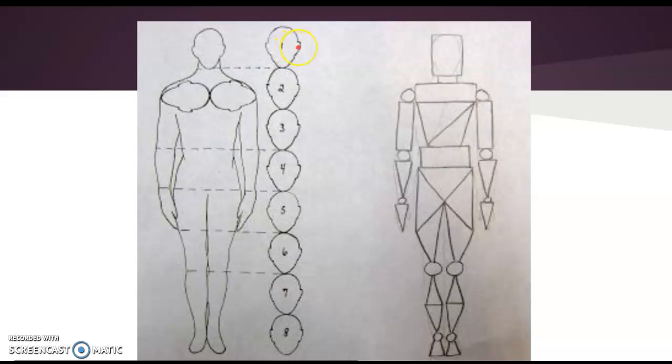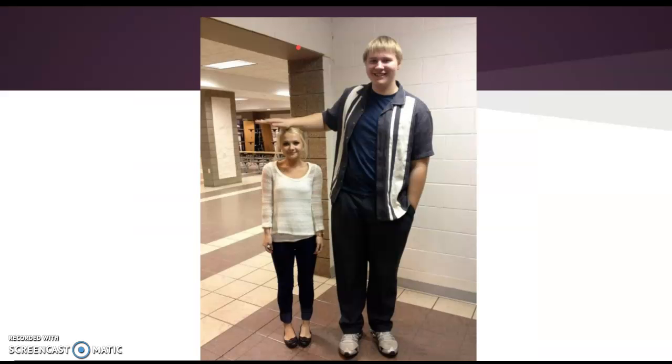That means if you're a really short person, you're going to have a smaller head. And if you're a really tall person, you're going to have a bigger head, because everybody's head is 1/7 or 1/8 of their height. You can see with this picture here, we have a really tall person, and therefore his head is a lot bigger, as you can tell, than this girl who's much shorter.